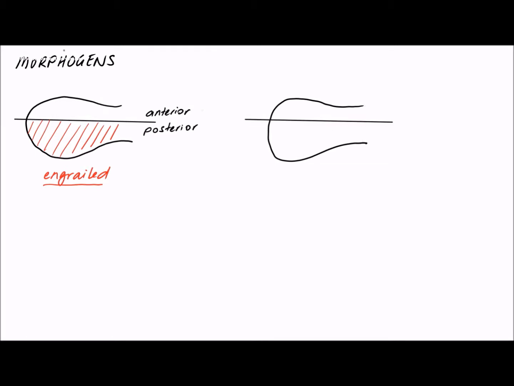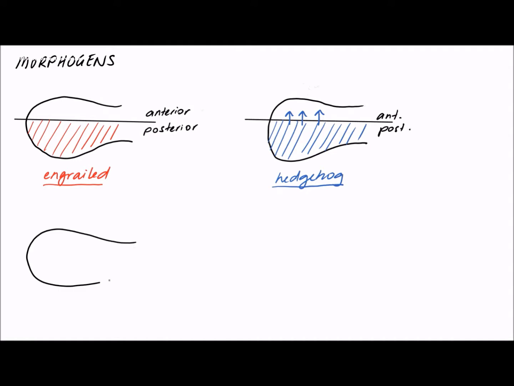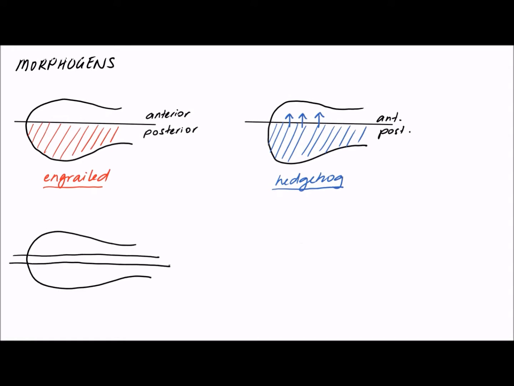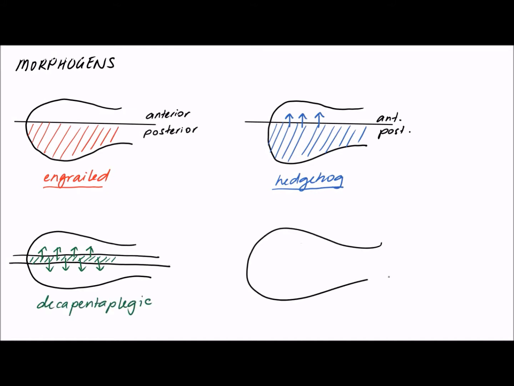So here I've just drawn the different morphogens, starting with engrailed, which is expressed in the posterior compartment, and then hedgehog, which is expressed from posterior to anterior, decapentaplegic, which is expressed along a strip in the middle, and then the gradient occurs going outwards from the middle, and then finally wingless, which is secreted the other way, along the proximal distal margin.